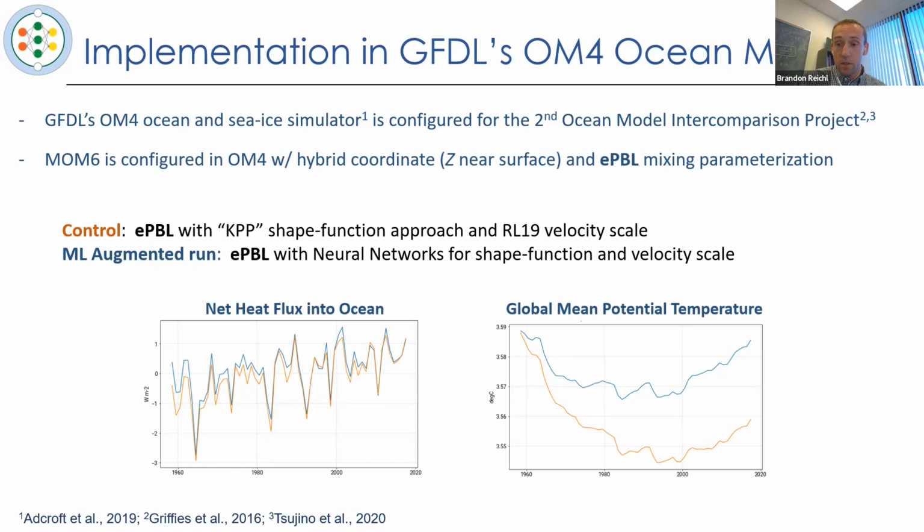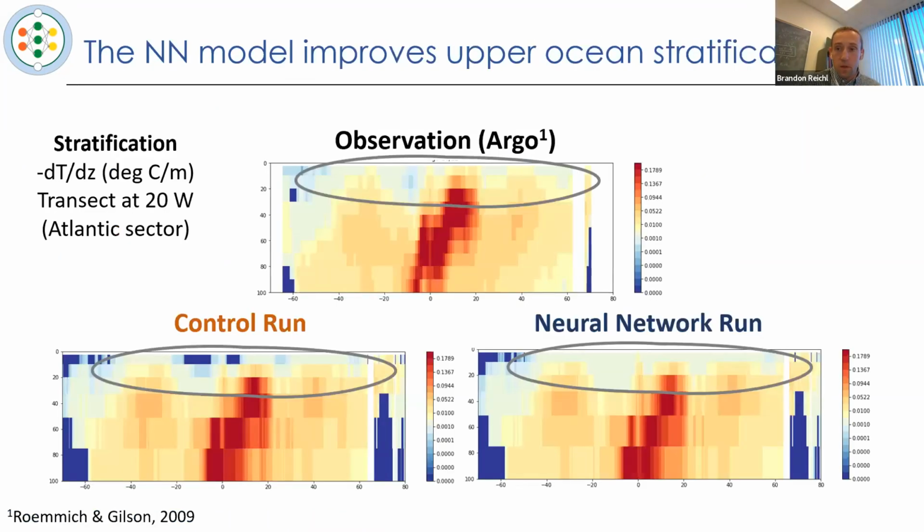But I do now want to step into some of the specific results where we compare these to Argo, to look more directly at the stratification and how it affects things. So the first thing I'm going to show is a transect along, sorry, the x-axis here should say that this is the latitude. And it's a transect of the stratification along the Atlantic sector, so at 20 degrees west. In the top, what I'm showing is the Argo observation, the bottom left is the control run, and the bottom right is the neural network.